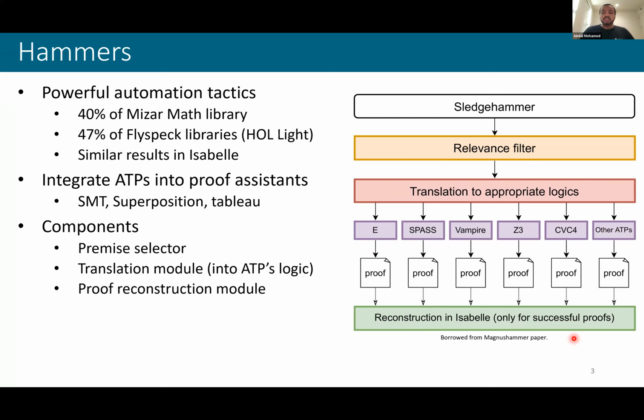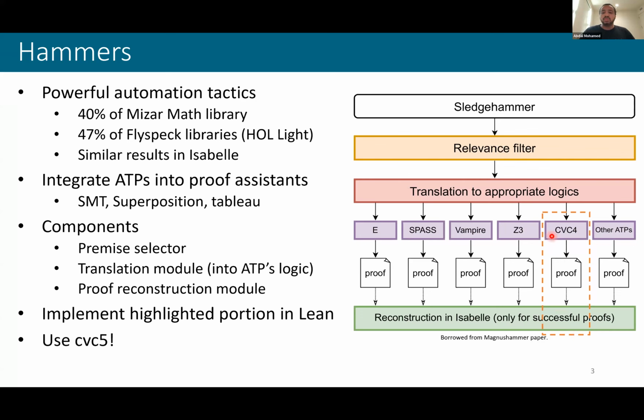So our project was basically to try to implement a component in this whole workflow, which is this part here, where we want to translate a problem into an SMT query that can be given to an SMT solver, and then we get the result. And we want to implement this in Lean. Of course, we would like to make a few changes. First of all, we don't want to use CVC4. We would like to use CVC5, given that it has much more detailed proofs. And of course, it's also newer and more robust than CVC4.